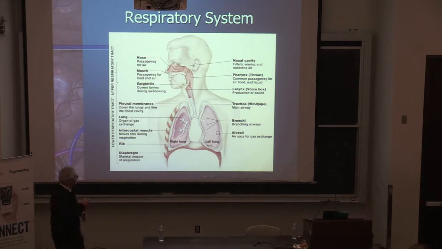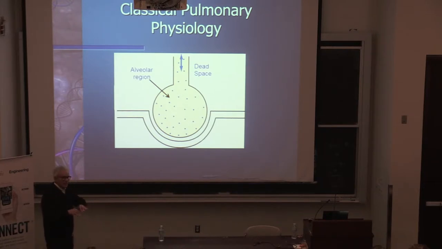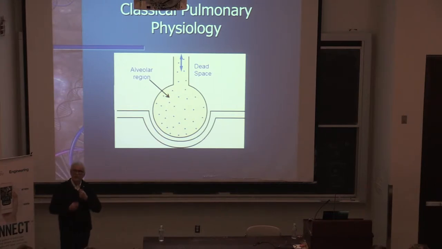So that's what the lung does, and there's the circulation and close relationship between the heart, which you don't see, and the lungs. In terms of classical pulmonary physiology, we can think of this as a multi-dimensional structure, but really think of this as the alveolar region, the alveoli. There's a part of the lung which is the airways, the trachea and the big airways, where there's no gas exchange, because there's no blood.